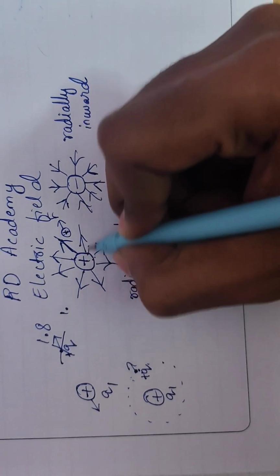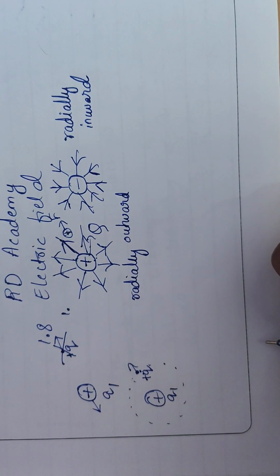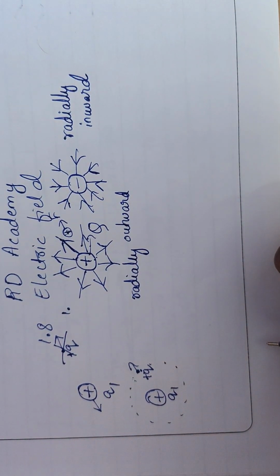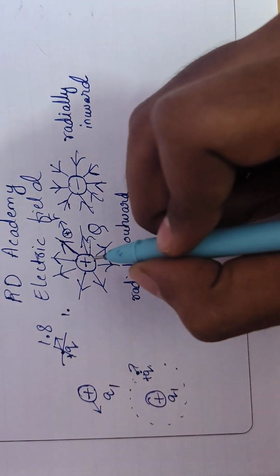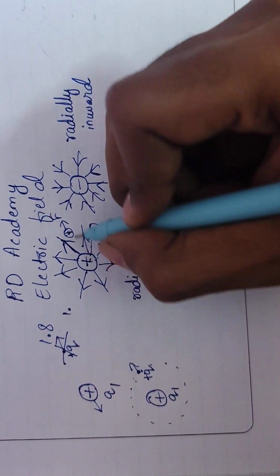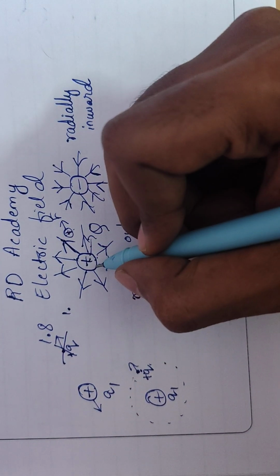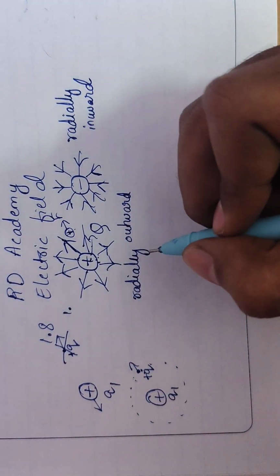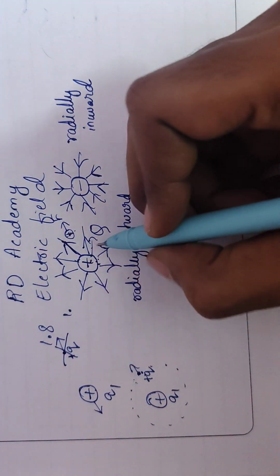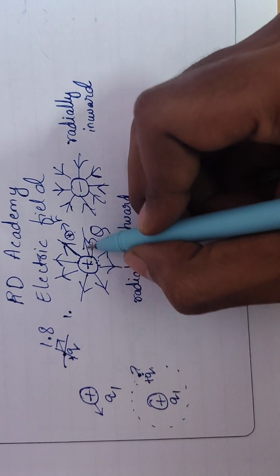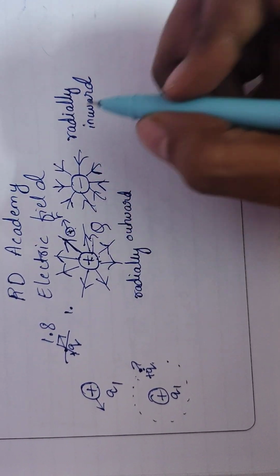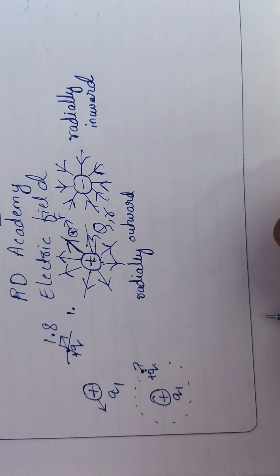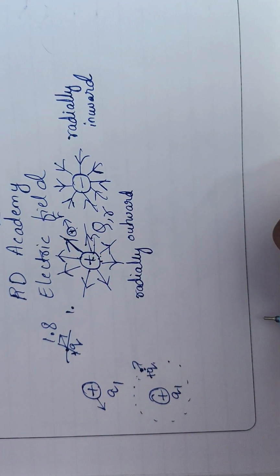So let us call this charge capital Q. Now, can you tell me on what factors this electric field depends? Firstly, it depends on the magnitude of the charge, not the charge you are bringing, but the magnitude of the charge itself. The second one is the distance from where you are measuring. Obviously, the strength of the electric field keeps decreasing as you move away from the charge. So the second quantity it depends on is the distance r from the charge itself.